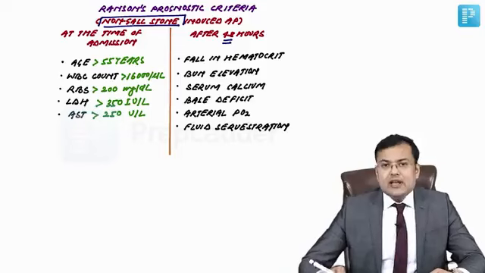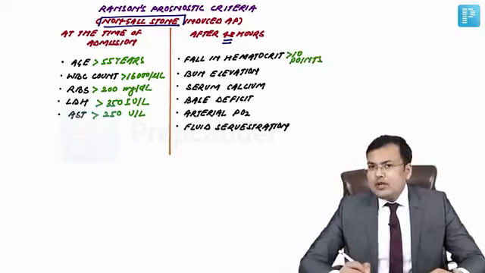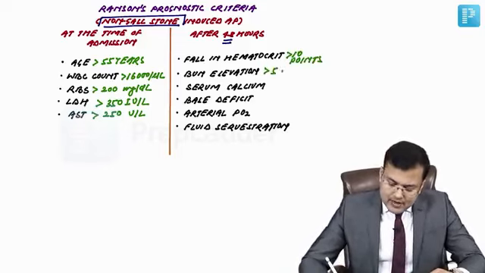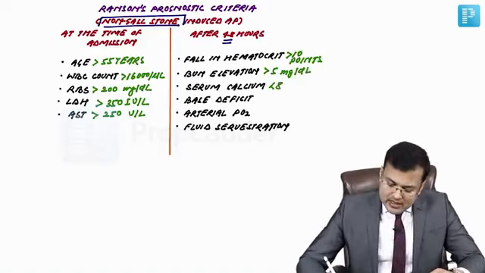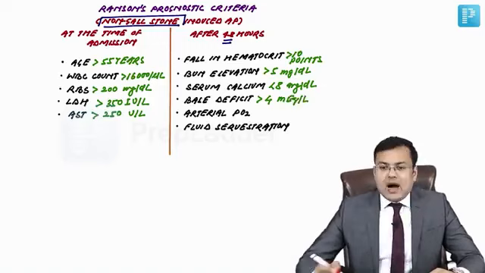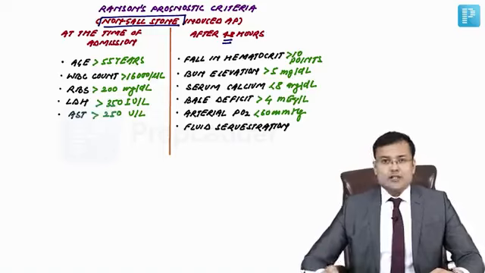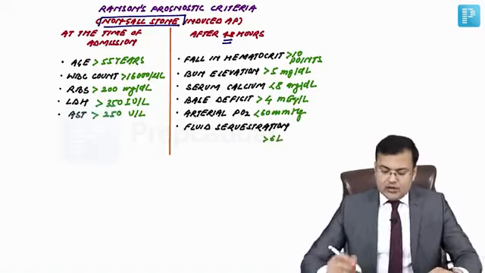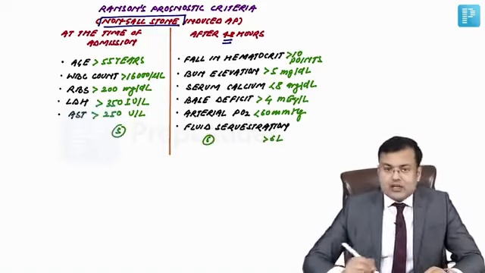After 48 hours, fall in hematocrit more than 10 points. Blood urea nitrogen elevation more than 5 milligram per deciliter. Serum calcium less than 8 milligram per deciliter. Base deficit should be more than 4 milliequivalent per liter. Arterial PO2 less than 60 mmHg. And how much should be the fluid sequestration? More than 6 liters. So here you can see how many total parameters are there. 5 and here 6. So total 11.